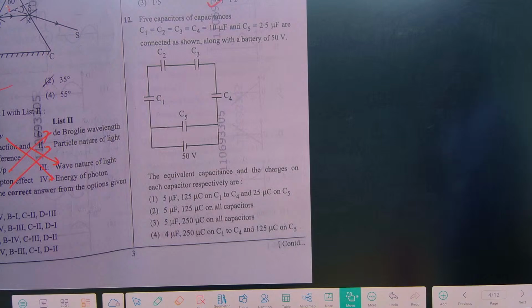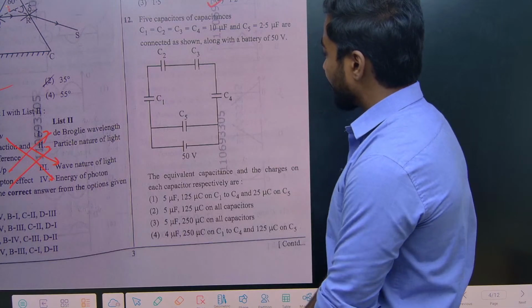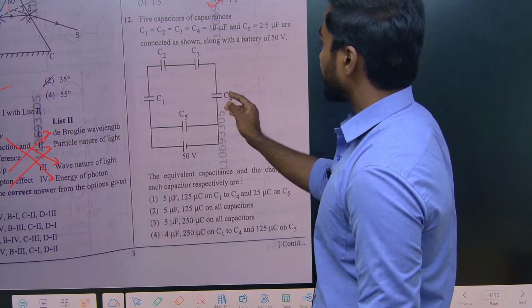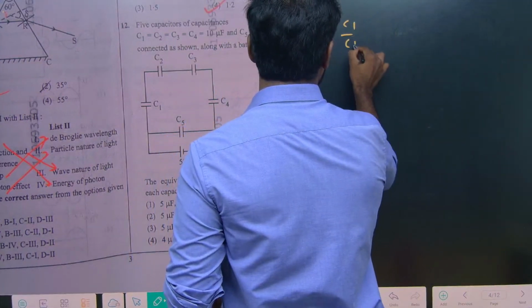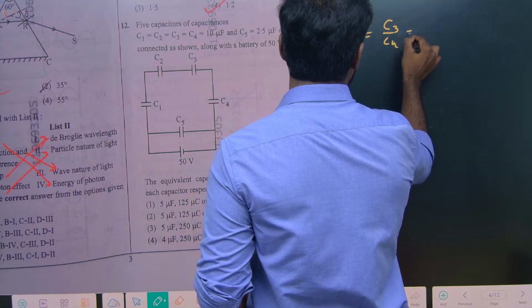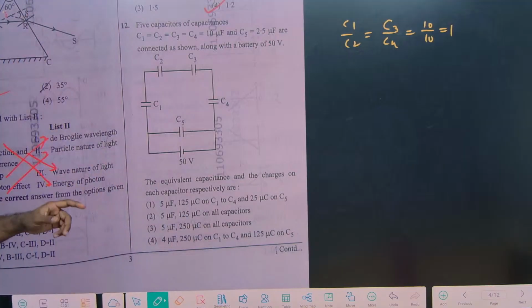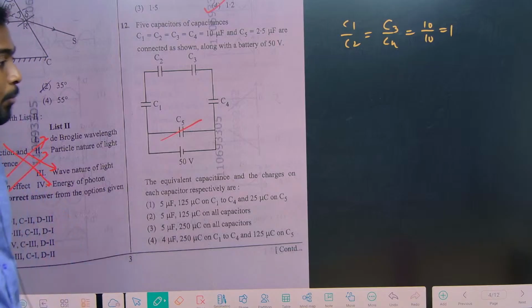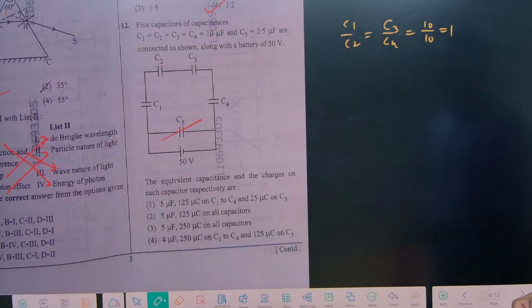If I talk about C1 and C2, both are in the same ratio: C1 by C2 equals C3 by C4, which is 10 by 10, equal to 1. When we talk about the Wheatstone bridge, I can eliminate this one, this is a wire. Then they are asking for the equivalent capacitance and the charge on each capacitor.